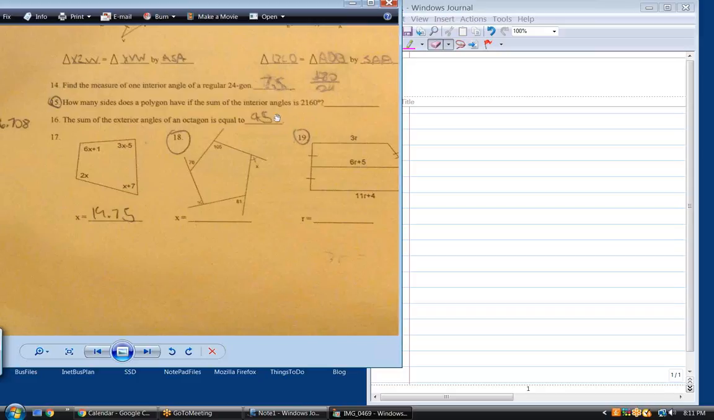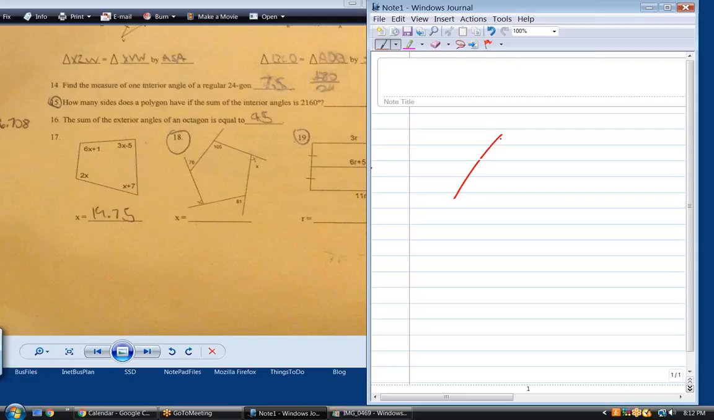First of all, 16 is not right. The sum of the exterior angles of any shape at all is always 360, no matter how many sides it has.